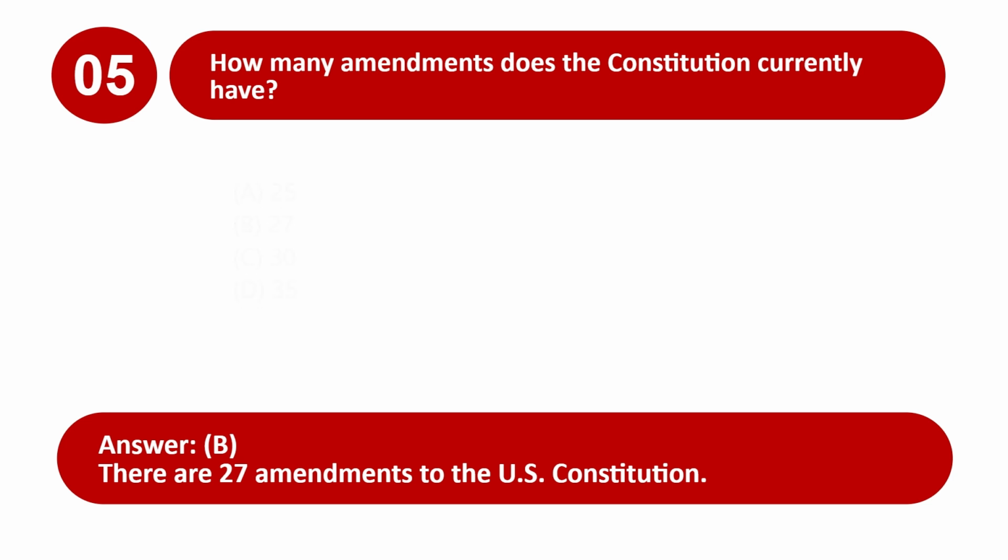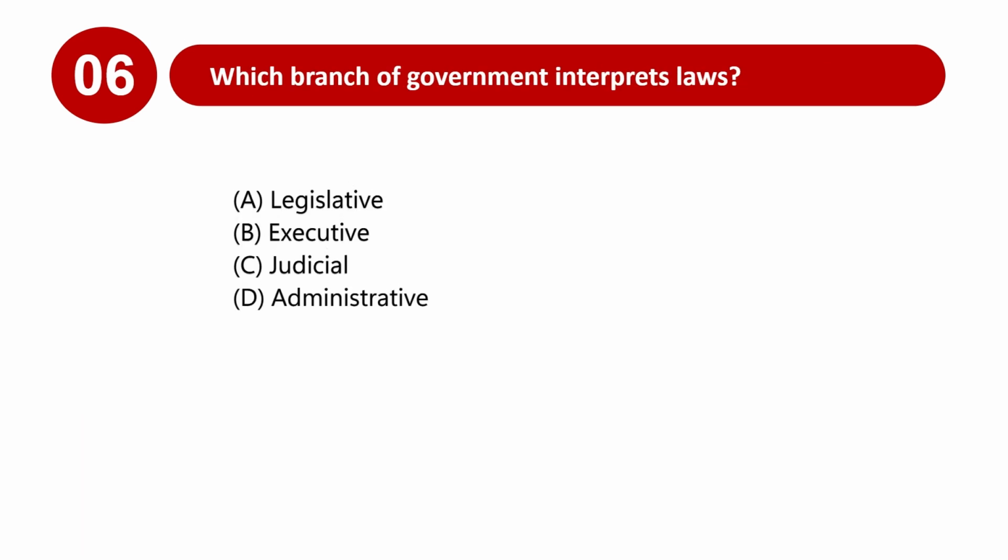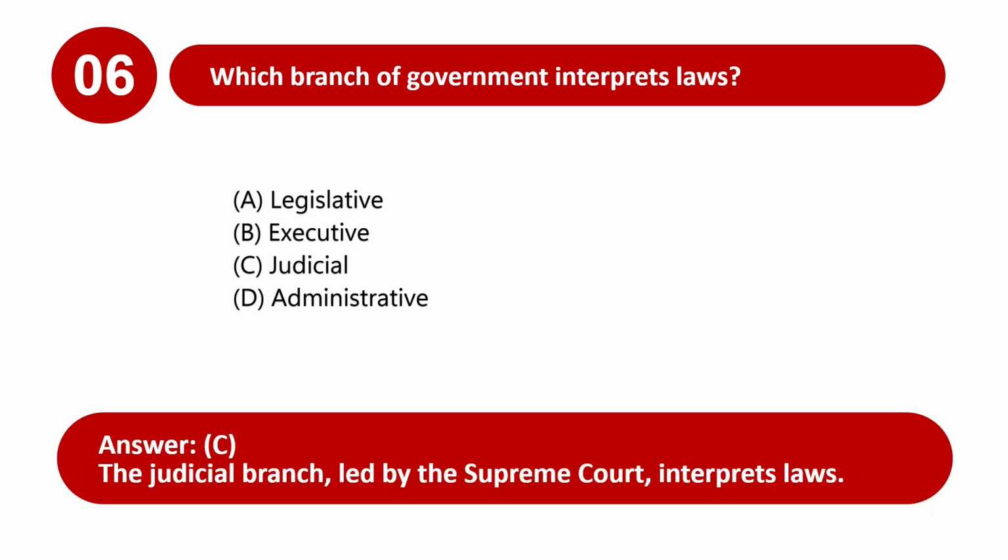Which branch of government interprets laws? A. Legislative. B. Executive. C. Judicial. D. Administrative. Answer C. The judicial branch, led by the Supreme Court, interprets laws.